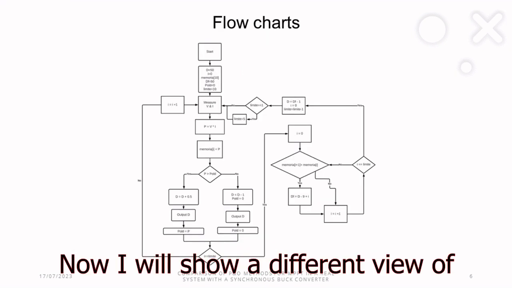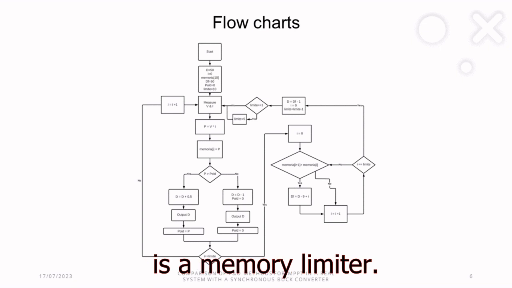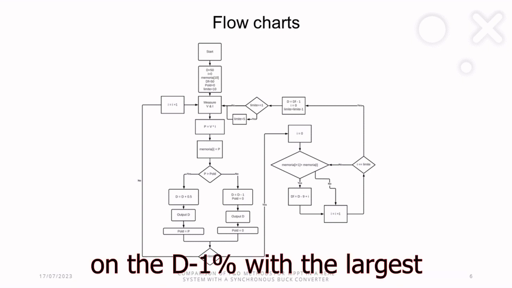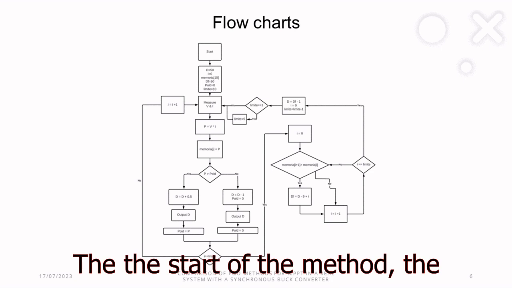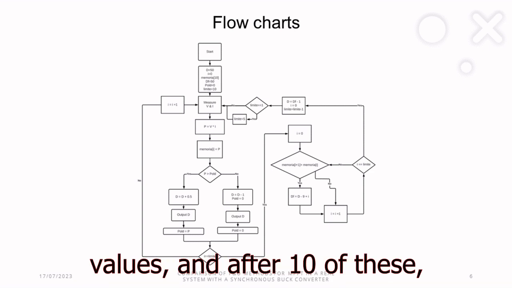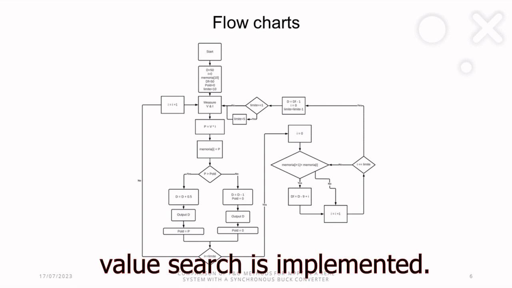Now I will show a different view of these previous flowcharts, and it is a memory limit. This extra part of the flowchart only resets the D variable to the D minus 1% with the largest power. At the start of the method, the power is saved in an array of values, and after 10 of these, a normal quick array maximum value search is implemented.